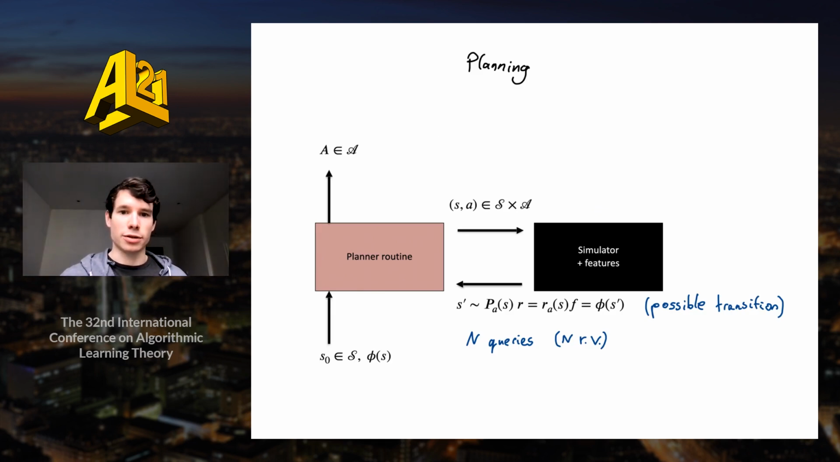We also set up this permissive setting of planning where we have a planner that has access to a generative model, a simulator. And so when the planner sees a state, it can go away and make some queries to a simulator before it returns with an action to perform. We also don't care about the computational cost. We only care about the number of queries made to the simulator. And any query of state and action to the simulator returns a possible transition of the MDP. And there will be capital N queries before the planner decides to return an action. Capital N is, in this case, a random variable.